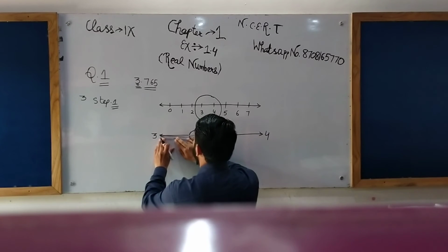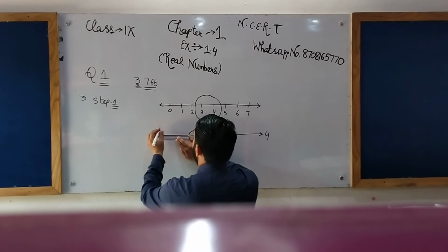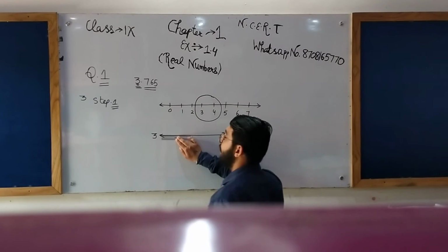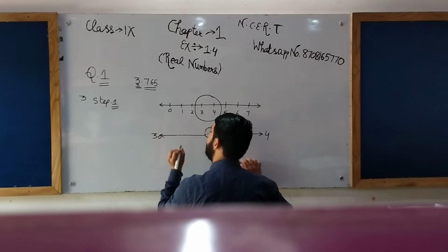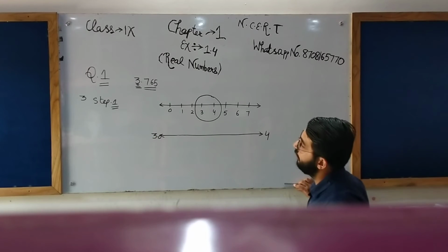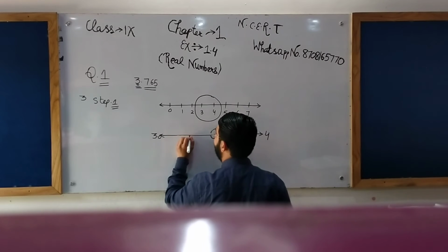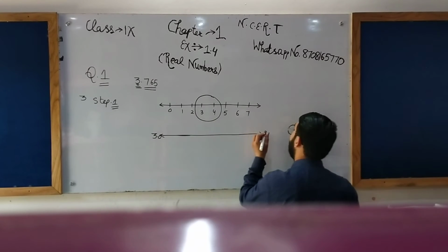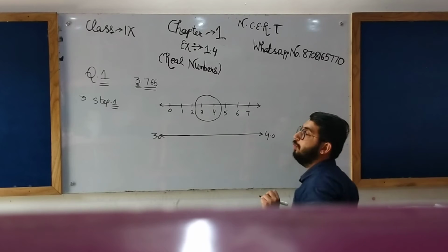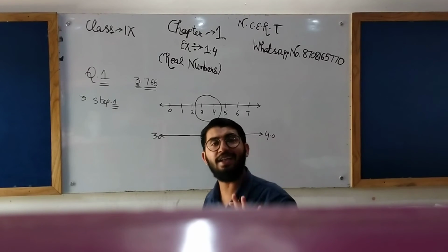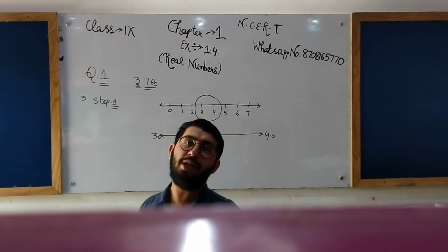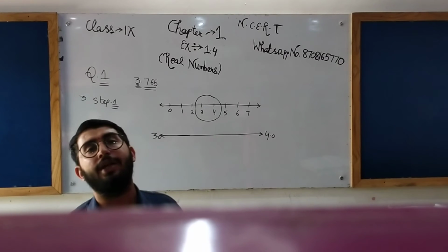Mark the points after 3. You can also write it as 3.0. And between 3.0 and 4.0, you know how many divisions there will be? 10 divisions will be there.